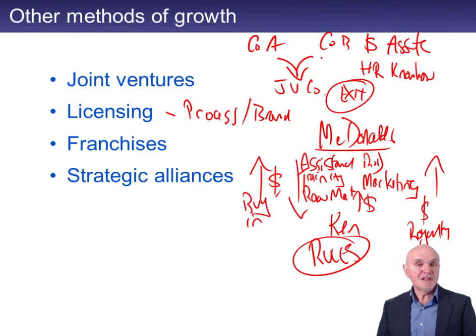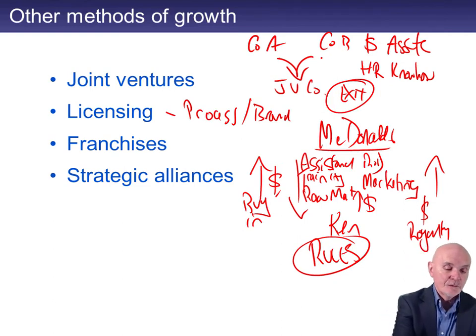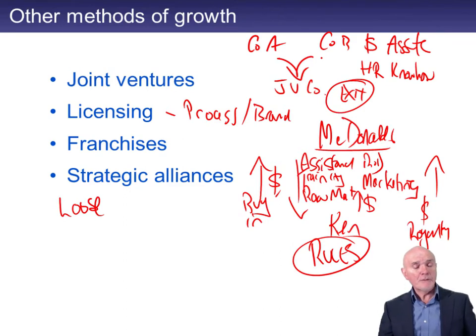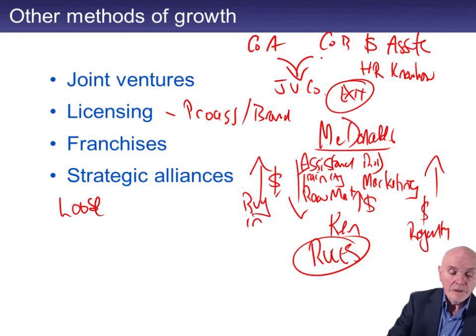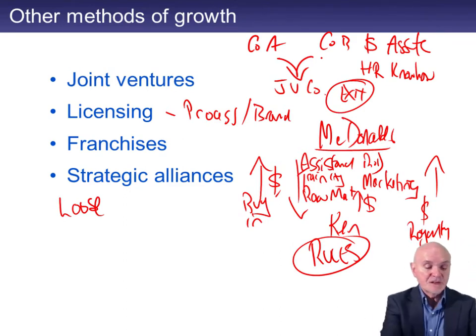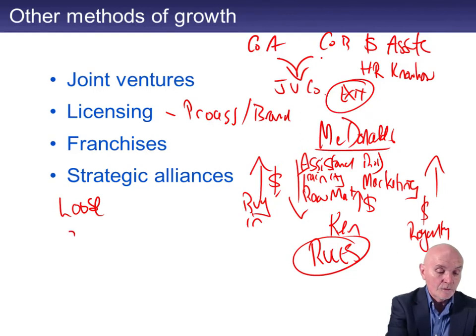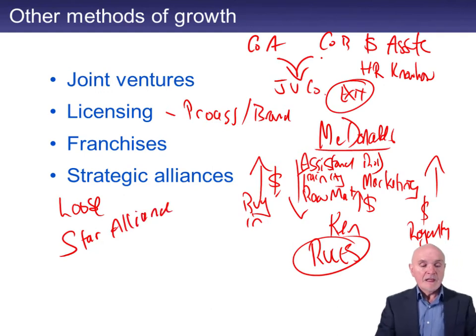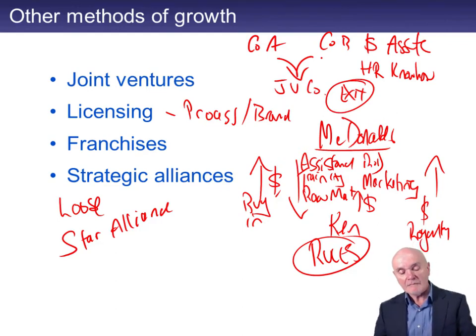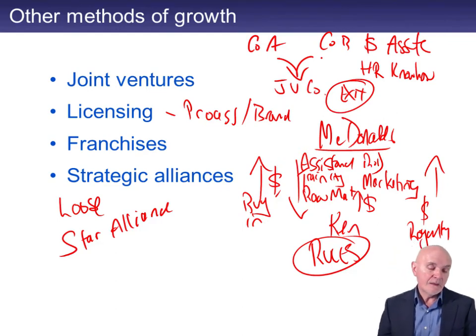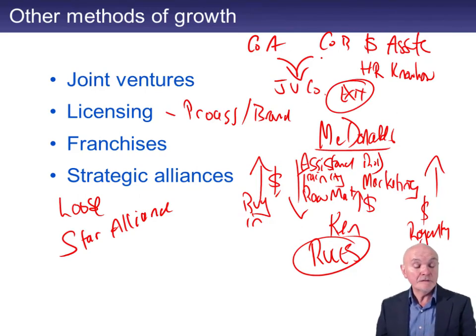Finally, we have strategic alliances. This is a very kind of loose arrangement, really to cooperate. And a good example are the airline strategic alliances, and indeed one is called Star Alliance. Star Alliance has got Lufthansa and some of the Asian airlines in it. It's got some of the Americans in it. I think it's got Air New Zealand in it and so on.